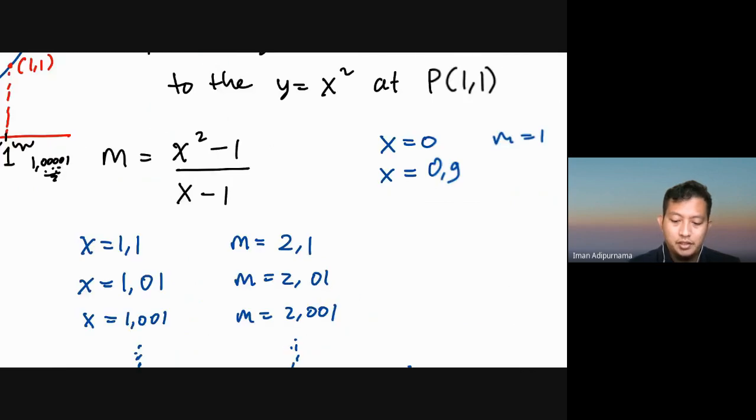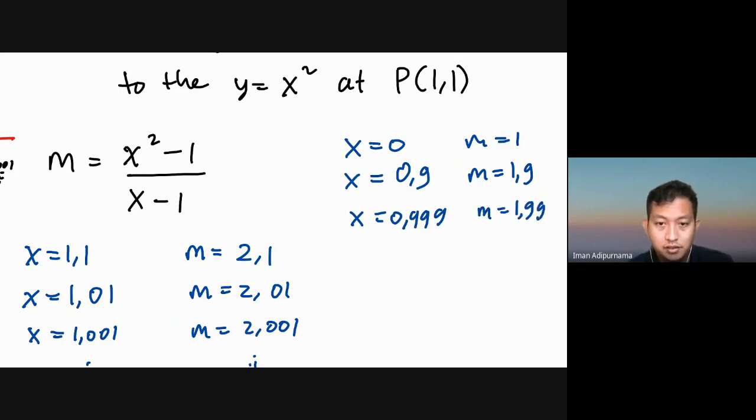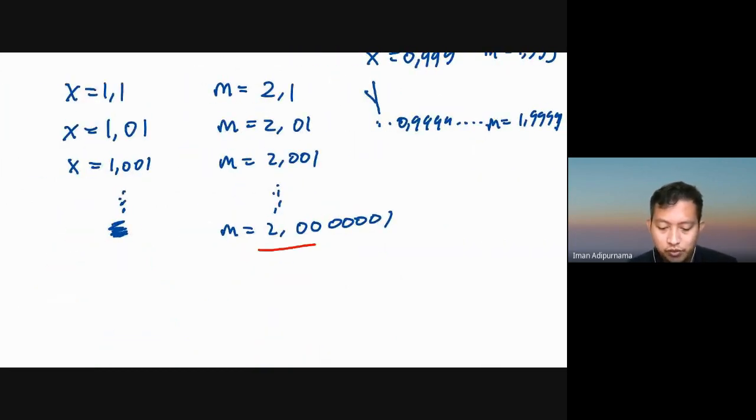So what will happen here when you add 0.9? You get around 1.9. And when you get 0.999, you get 1.999. When you add more 9s, you get more 9s in the gradient. When you look at the numbers here, 2.0001 and 1.99999, this will be really, really close, okay? Really close to the number 2.